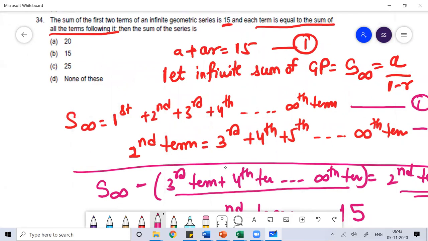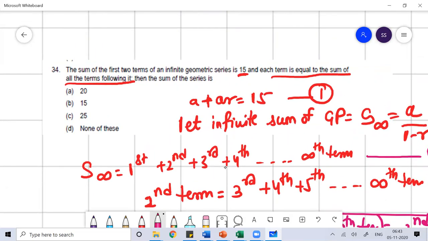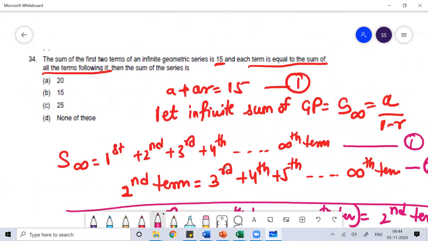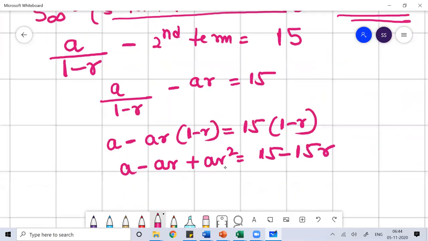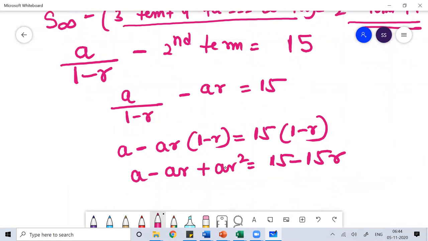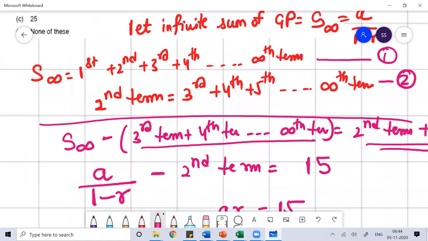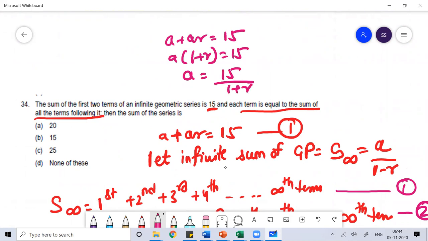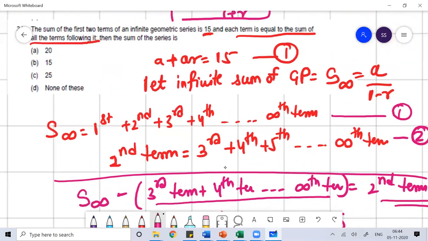So here, what I can do, you know that A plus AR is equal to 15. If the first term is A and the second term is AR, that sum is equal to 15. So A plus AR is equal to 15, so A into 1 plus R is equal to 15. So A is equal to 15 by 1 plus R. You know this relation.